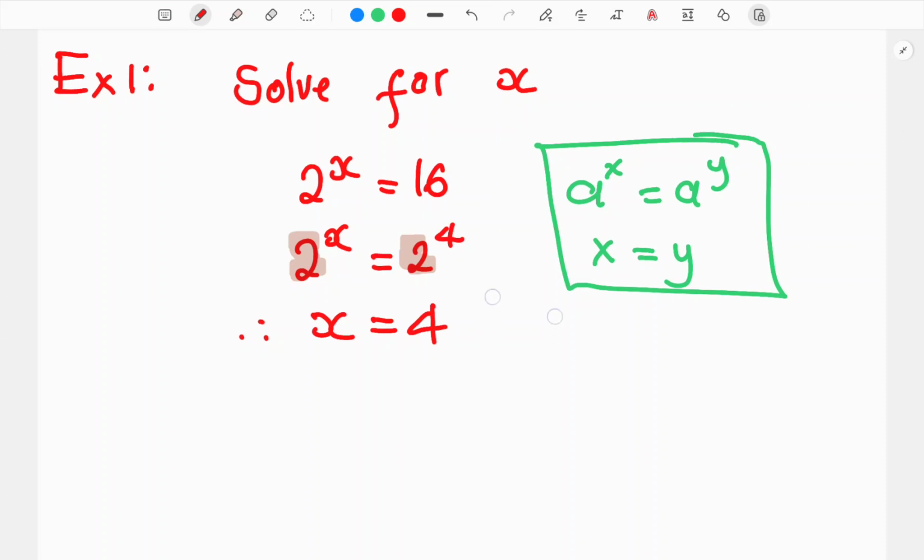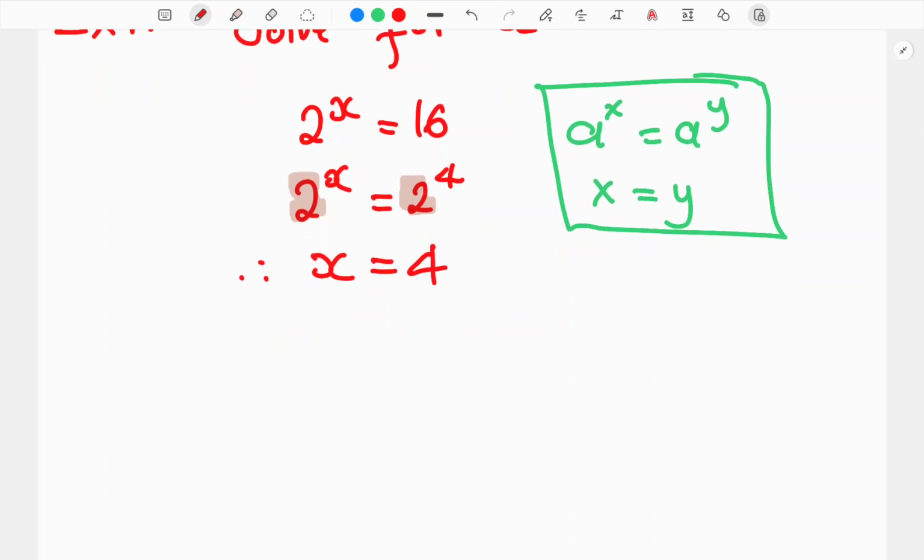So let's maybe do another problem and see. So this is our problem, example number 2. But now we have 2 to the power of x equals, let's say, 17. Right.